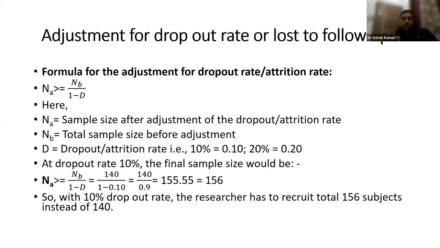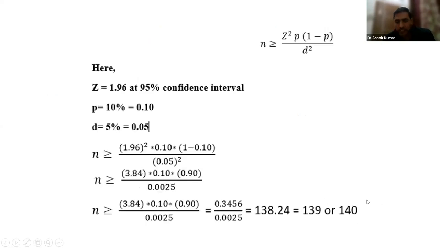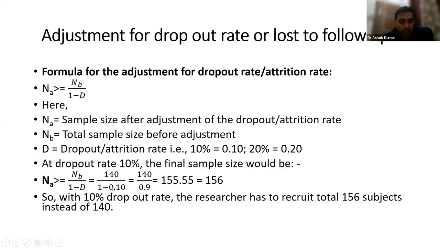Suppose a 10% dropout rate, loss to follow-up rate or attrition rate, the final sample size would be NA. This is the formula: NA equals NB divided by 1 minus D. B means before, the sample size before adjustment. We calculated 140 here, before adjustment. So 1 minus D, where D is 10%, is 0.10. So it is 1 minus 0.10, which is 0.9. So 140 divided by 0.9.